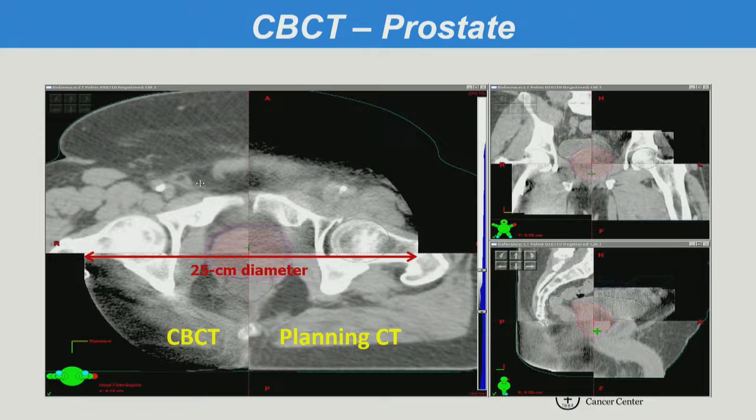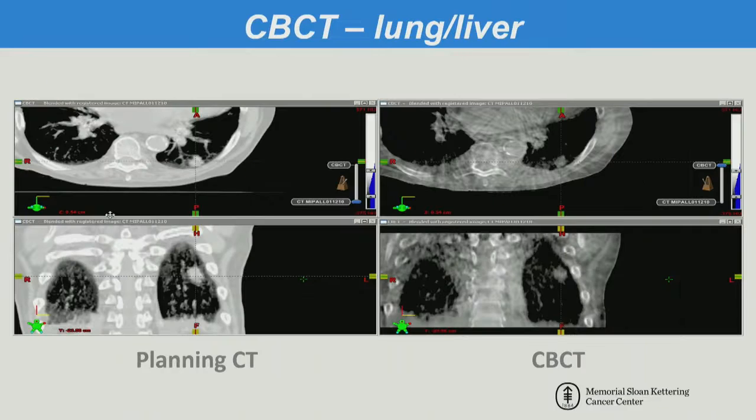For prostate SBRT, cone-beam CT is very widely used, and normally setup is based on soft tissue on the prostate itself. Lung and liver are the same. Usually we do a kV so we can straighten up the patient, and then cone-beam CT to the tumor itself.